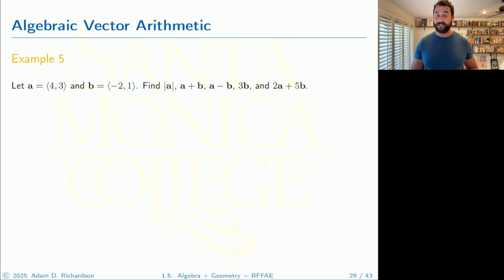Okay, now you're going to try it. You don't have to do all of these if you don't want. You're going to get practice on the homework and when we do the activity. But I want you to try this one on your own. Let A be this vector, 4, 3, and let B be this vector, -2, 1. I want you to find all of these things: the length of A plus B, A minus B, 3B, 2A plus 5B.